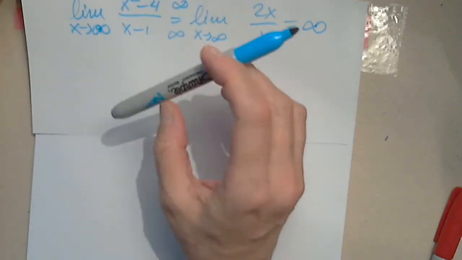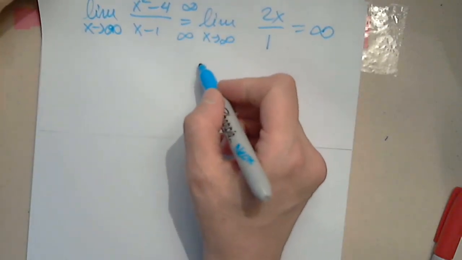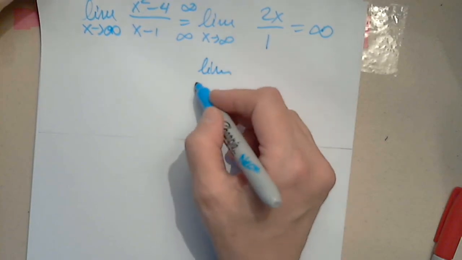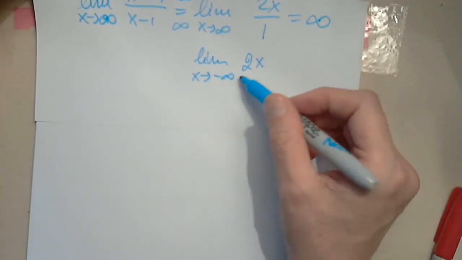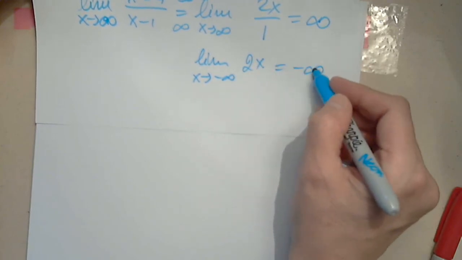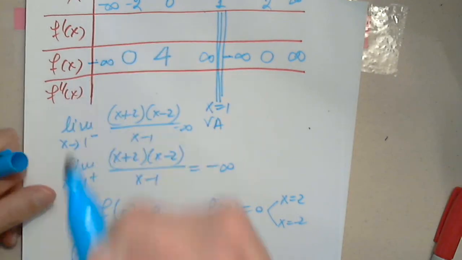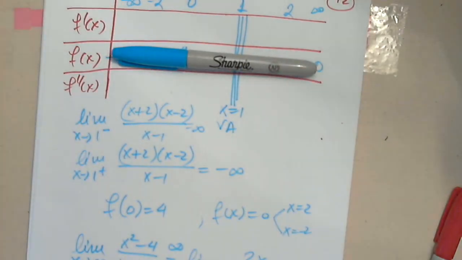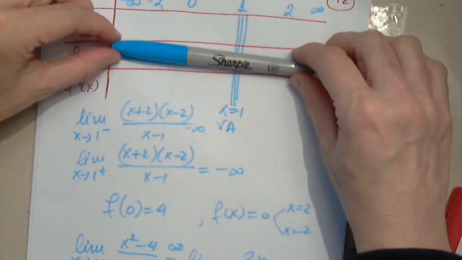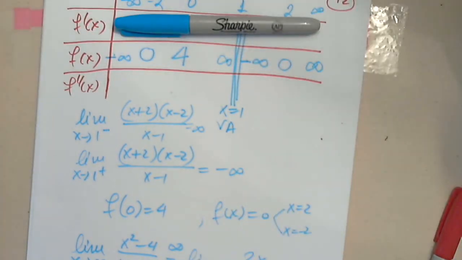I cannot conclude about the other one, I have to repeat, but I know that this step will be the same, and when I apply the limit of 2x, I will get negative infinity. All the other steps are the same. Okay, so I am completely finished with the function. Now I will go ahead to the first derivative.